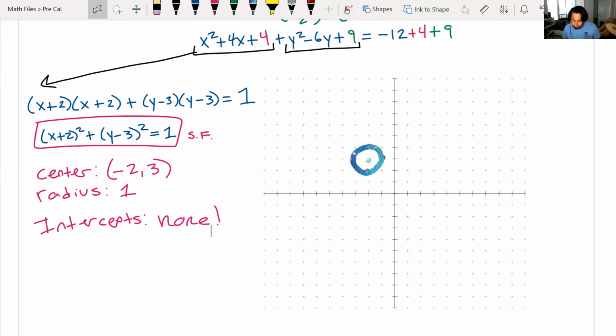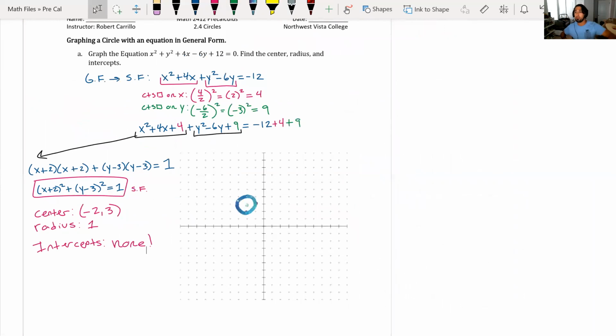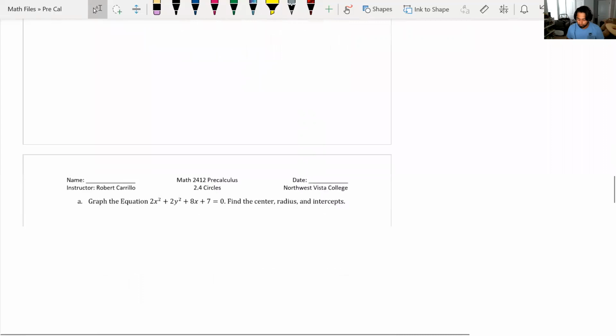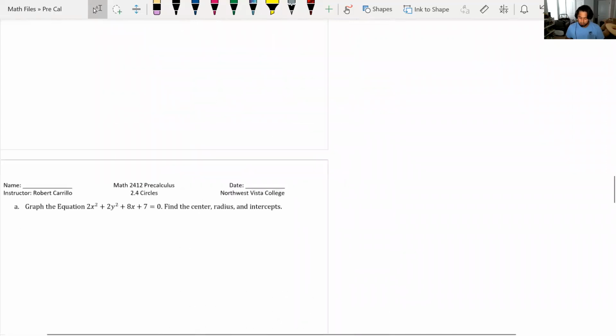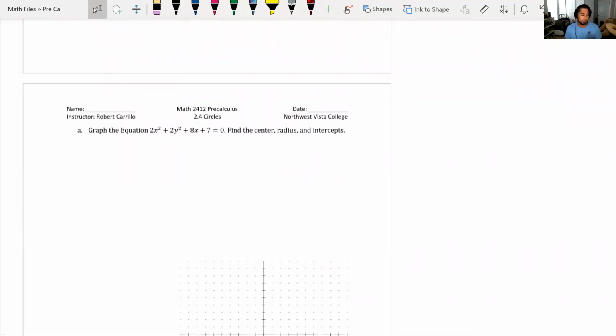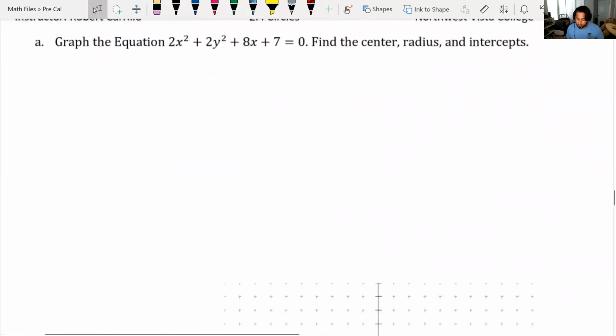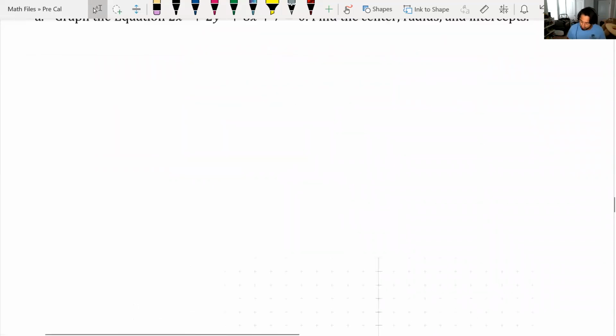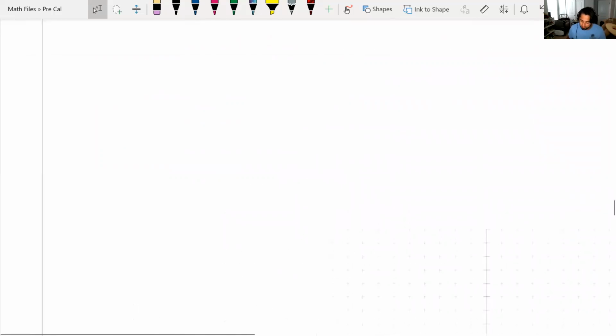So that is the practice of going from general to standard. We must complete the square to make the equation of a circle. Yeah, right? Fun stuff. Okay, perfect. Still doing good. All right, so this next one is exactly the same. We're going to do the exact same thing. Now try to stay on the left side the whole time.